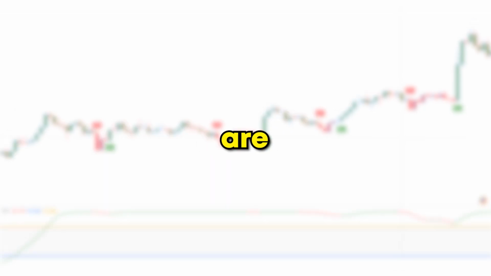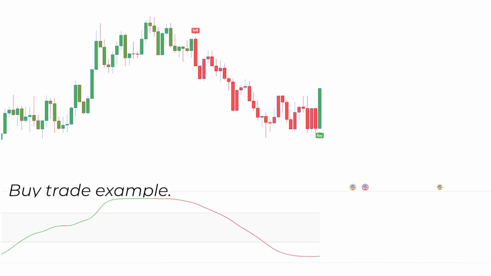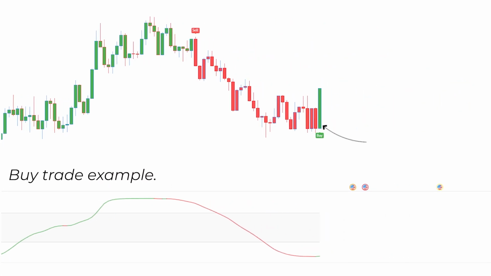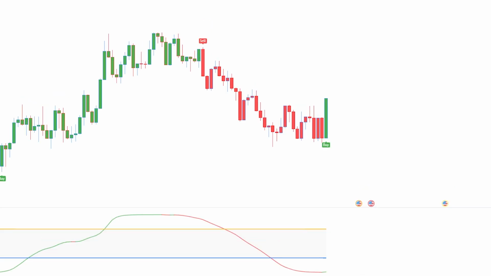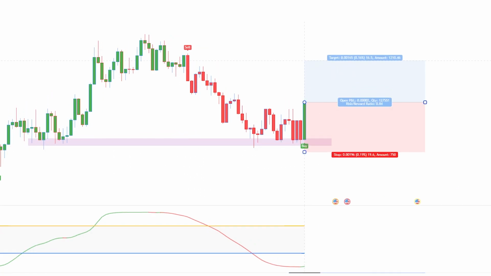So now, what are the entry rules? Well, for a buy, we would be looking to enter at this candlestick as the label indicates a buying opportunity. The STC indicator must be in green and below this blue line. And as soon as we have both confirmations ready, we will position a stop loss just below the previous support or low zone, and we will set up a target that is 1.5 times the risk we are taking.